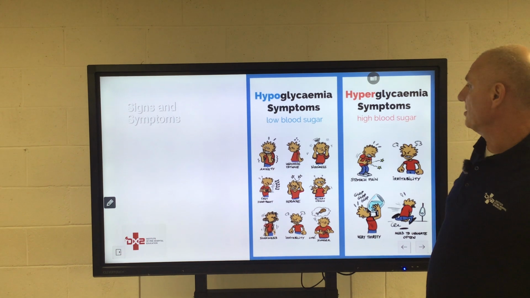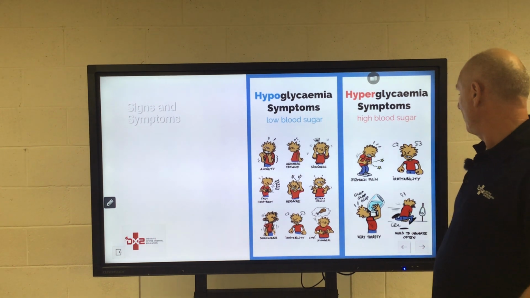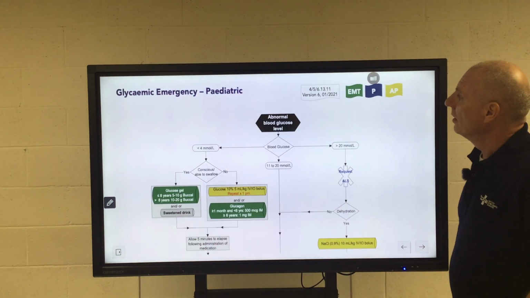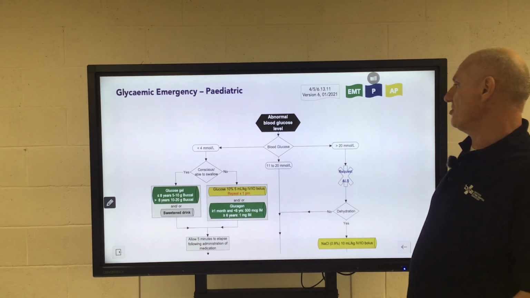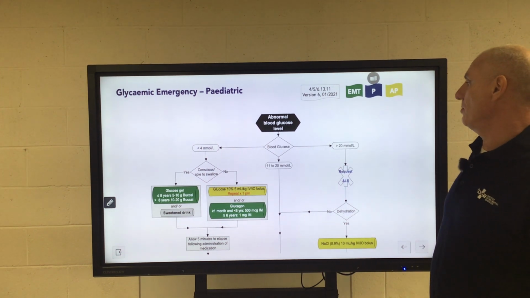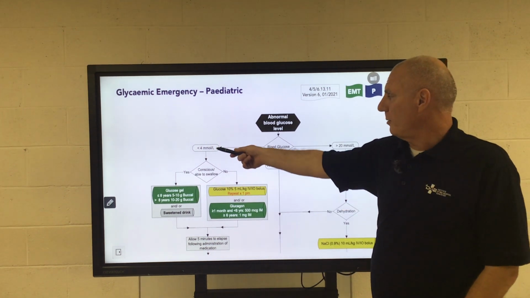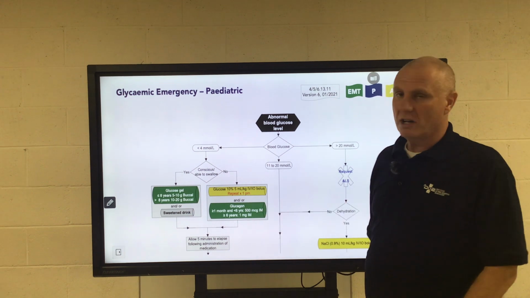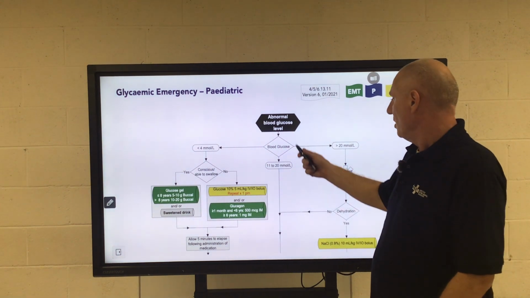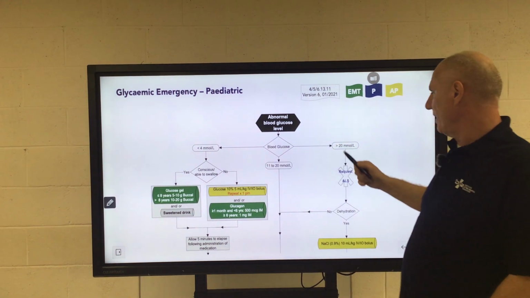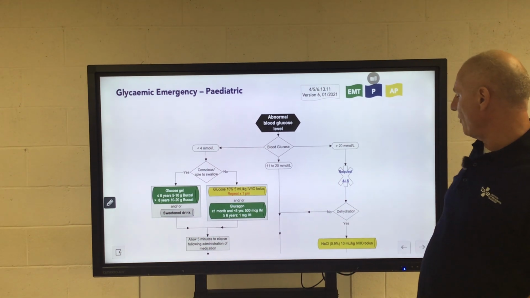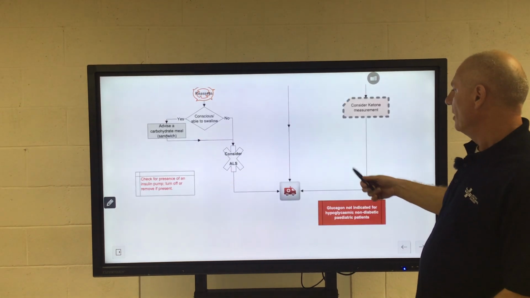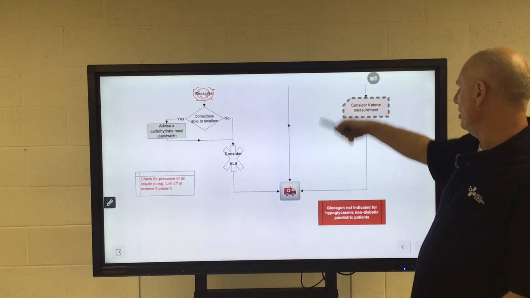Hypoglycemia symptoms. There's some nice little cartoony things here you can have a look at. Again, glycemic emergency patients, pediatric, having a look through the actual algorithm itself. Abnormal blood glucose levels, so hypoglycemic, we consider glucose gel, or we can go with glucagon if the patient is a known diabetic. 11 to 20 we're not going to do anything with, but if they're over 20 we're going to ask for ALS. And then under here it has consider ketone measurement.